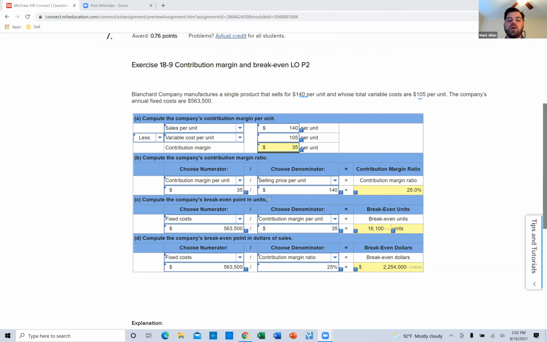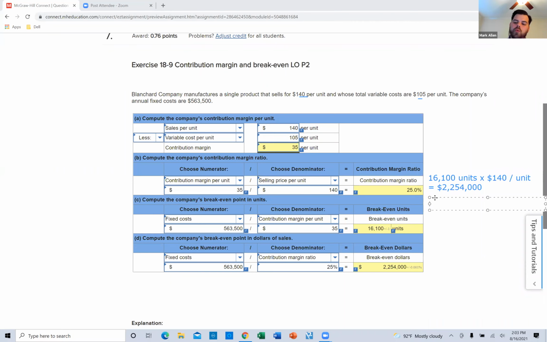So here we go. In this case, if we want break even in units, we take our fixed costs in dollars and divide by contribution margin per unit. When I do that, I end up with 16,100 units. So that tells me how many units I need to sell to break even. At this point, you've got 2 options on how to proceed. If you want break even in dollars, one way is to take the units you just got, 16,100 units, times your sales price per unit. When you do that, you will get $2,254,000.